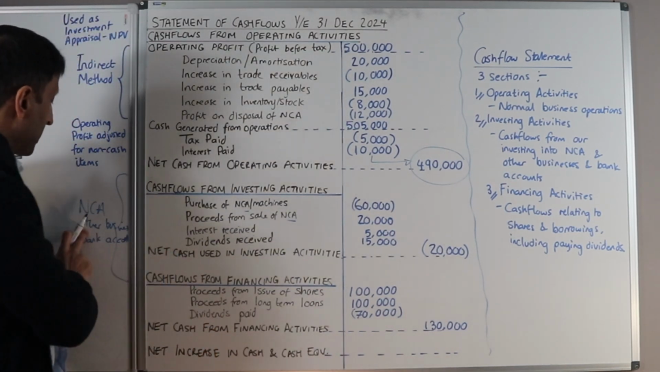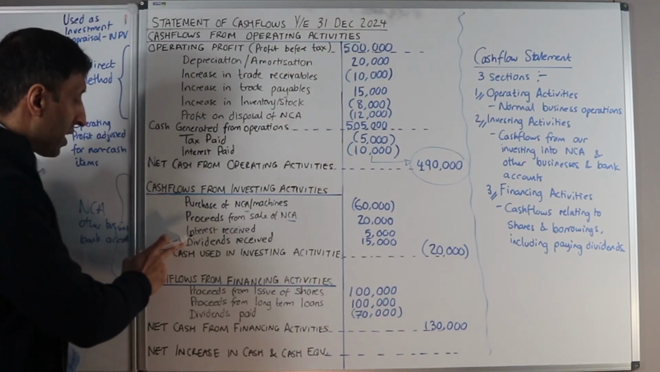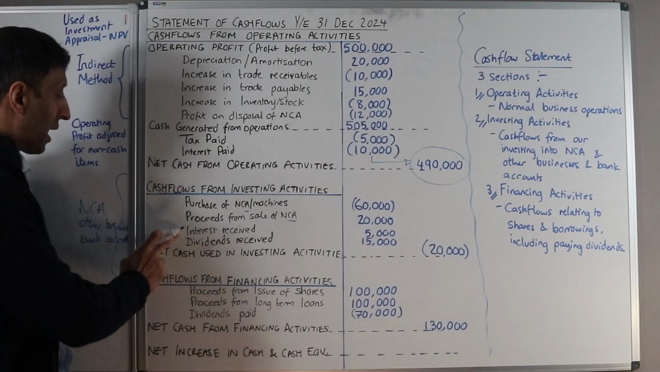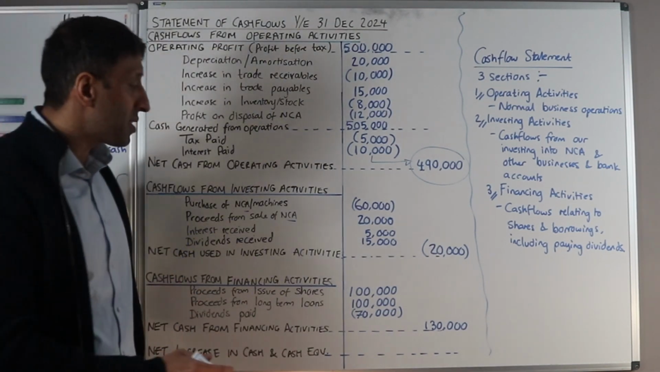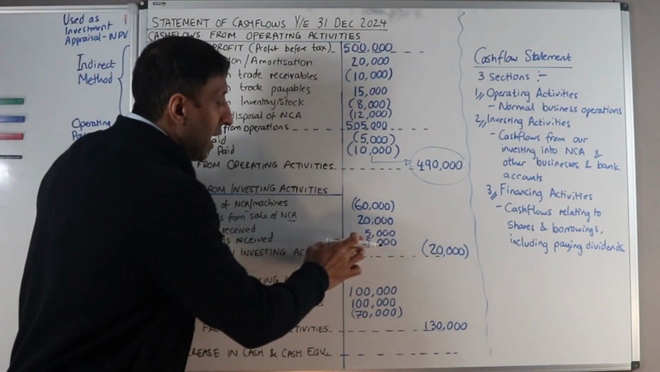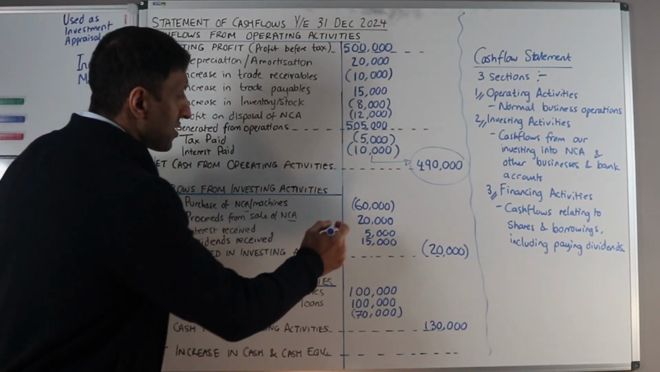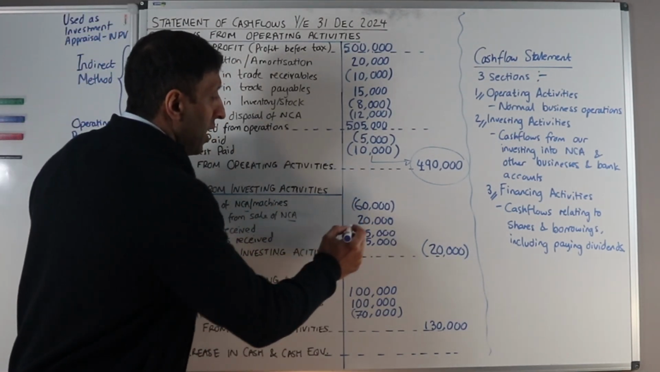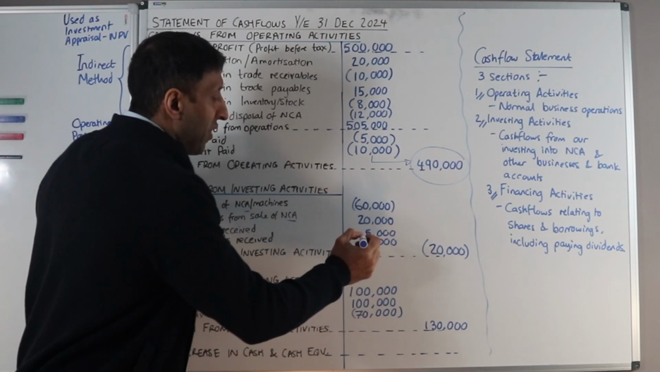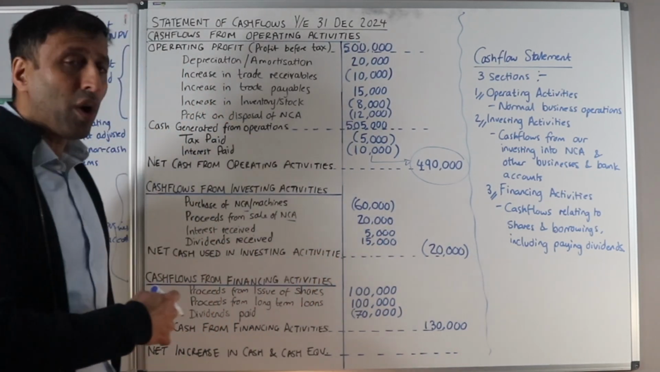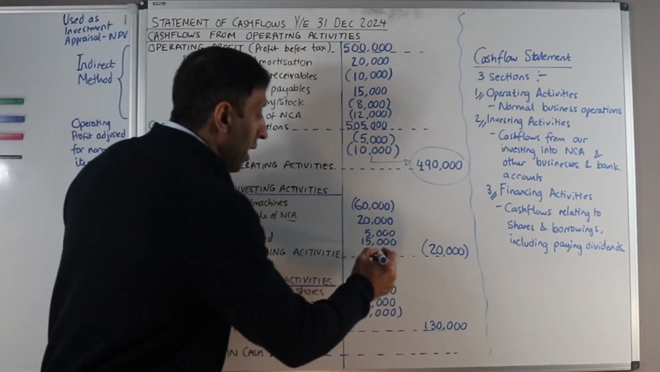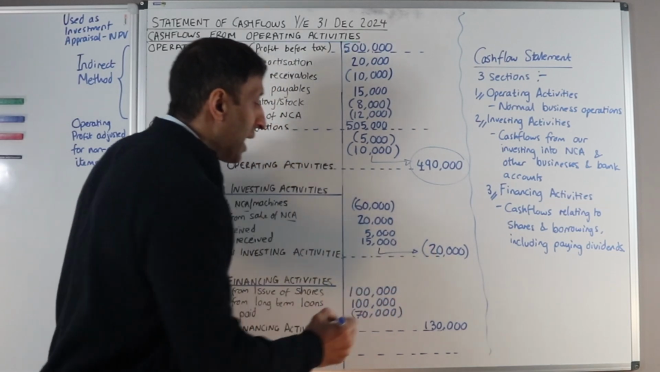Like I said, if we invest into other businesses, we could receive dividends. If we put our money into a bank account, we could receive interest. And if we have done so, that goes here as well. And if we've received cash, then that shows as a positive. So in this case, if we've lost 60, we've gained 20, we've gained 5, and we've gained 15, that's an overall loss of minus 20,000.